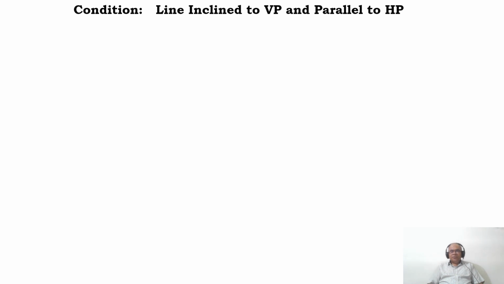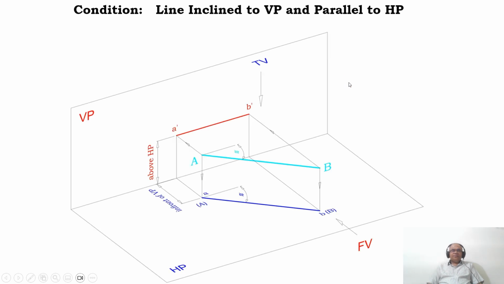In this video, we are going to take up one more concept on projections of lines. That is the introduction of projections of lines: the line inclined to VP and parallel to HP. How will that look in 3 dimensions?